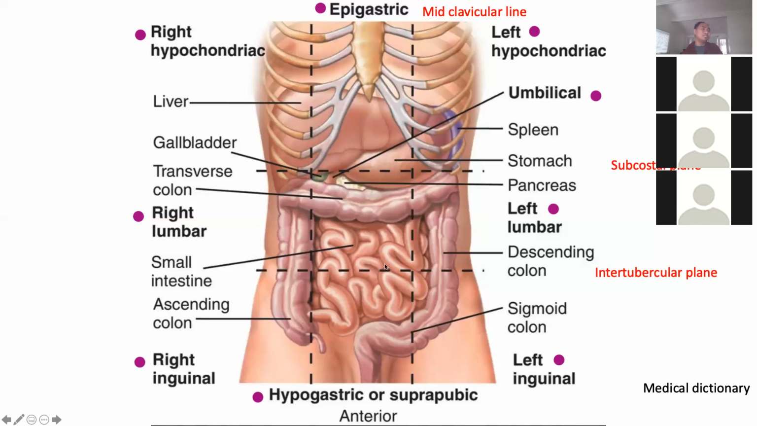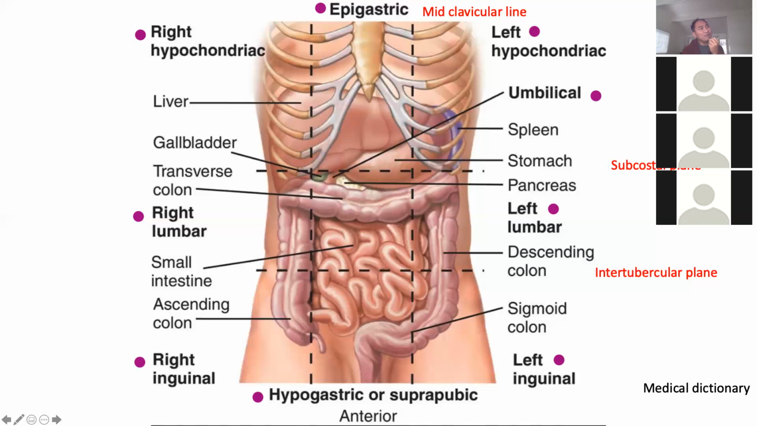So now we have the 2 hypochondrium, 2 inguinal or 2 iliac, 2 lumbar regions, and epigastrium, hypogastrium and umbilical region. We now have 9 regions of the abdomen. This is a little bit more specific because it splits the abdomen into further detail compared to just 4 quadrants. So what is the importance?